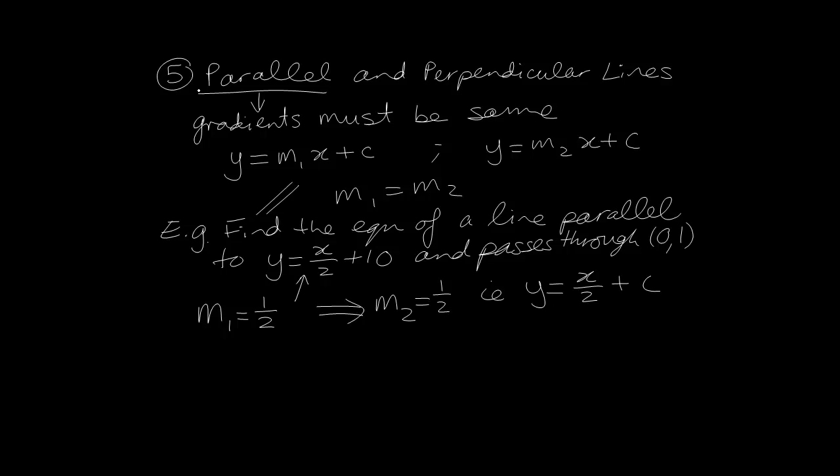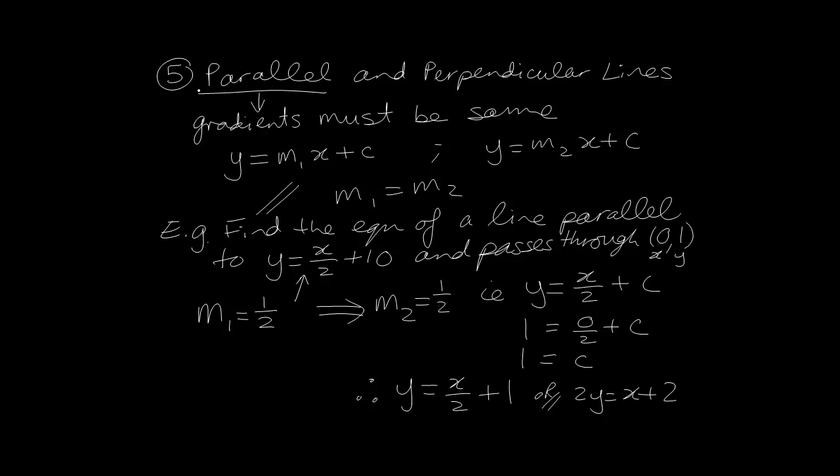So my equation of the line will look like y equals x over 2 plus c. To find the value of c, I need to substitute a point that belongs to the line. We're told it passes through the point (0, 1), so instead of y I have 1, and instead of x I've got 0. That means c must be equal to 1. Therefore, the equation of the line is y equals x over 2 plus 1, or if you prefer, 2y equals x plus 2.